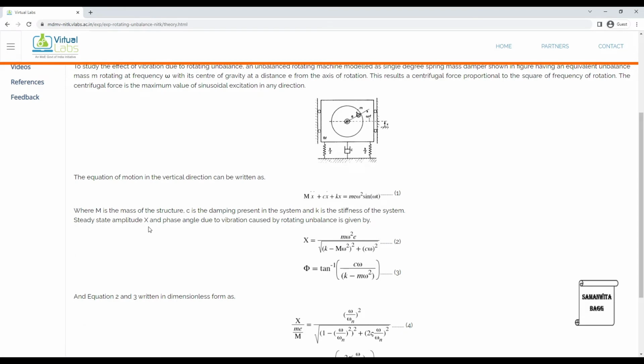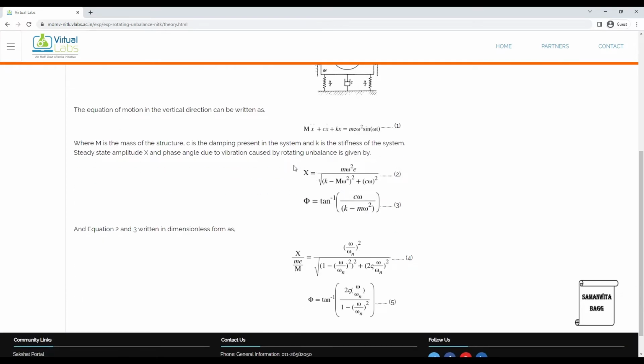Steady state amplitude x and phase angle due to vibration caused by the rotating unbalance is given by these two equations. So if you want to calculate what is the amplitude and what is the phase angle, you can use these two formulas. What we are doing over here in the experiment is a simulation. That is, at the back end, these formulas have already been added and the calculation is shown on the screen. So you can also use these formulas and check the values.